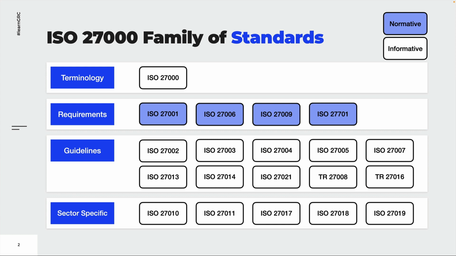Please note how there are normative and informative standards. Only normative standards can be audited for compliance. This allows organizations to get certified and demonstrate their abilities to outsiders. All standards specifying requirements are normative standards. All the other standards are informative standards.